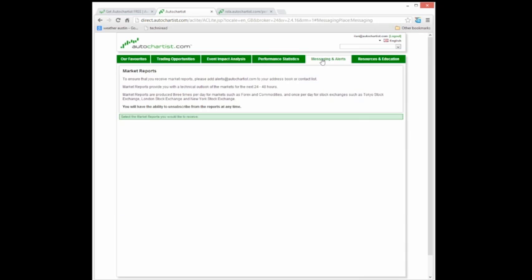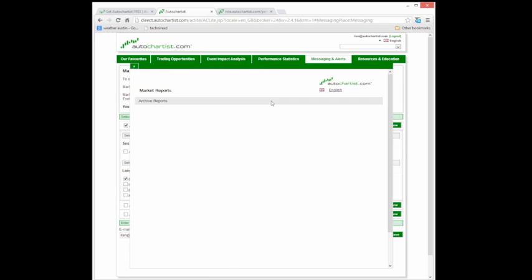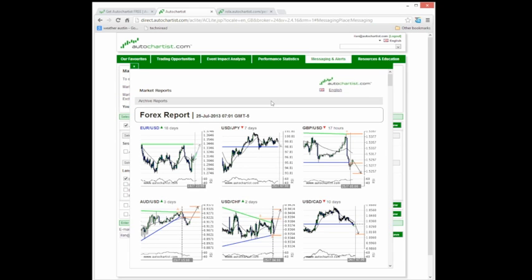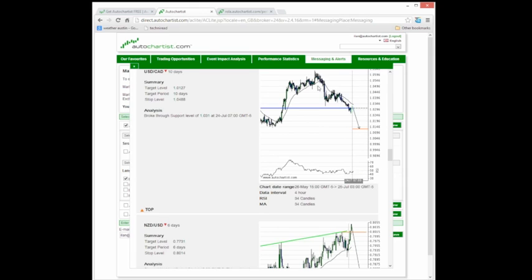If I go back to the messaging and alert section and I preview my Forex report, let me quickly find an example of that. There is a moving average. I clicked on opportunity for USD CAD, and I think your screens have updated. I've clicked on opportunity on USD CAD, which Autochartist believes is going down to just 1.01, around 1.01. Now you can see we've added a moving average for you, and the moving average is very strongly leaning in that direction.